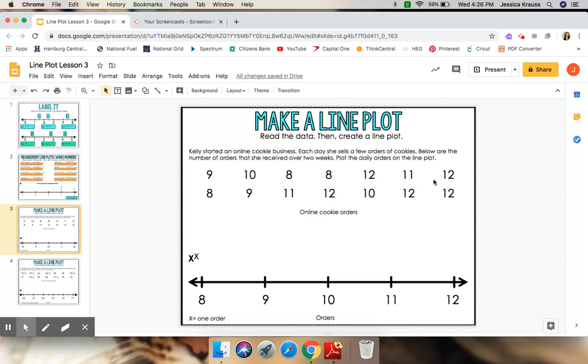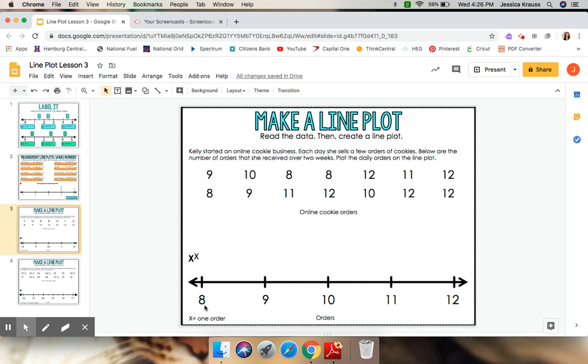So here at the top we have all the orders. These are our data numbers. And then down here we see x equals 1 order, and we have 8, 9, 10, 11, and 12. And then our x is over here that we're going to use to plot. So my advice for you for the next 2 slides is to start at the left and work your way over.